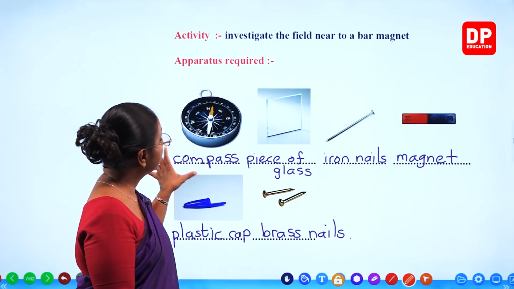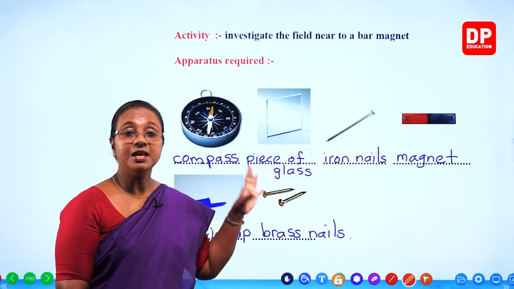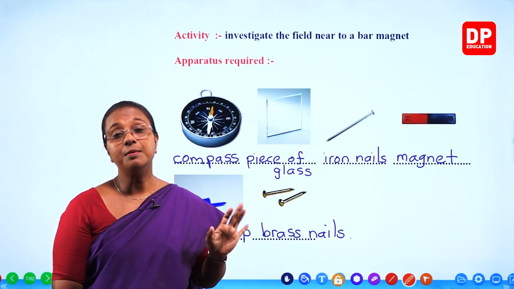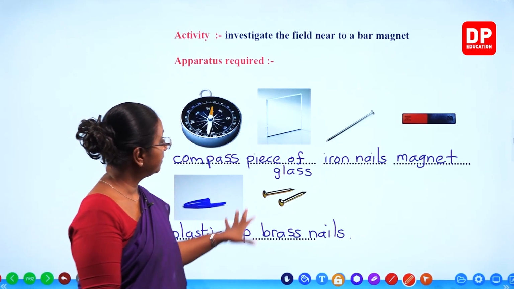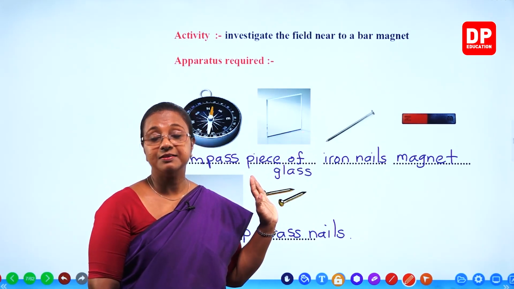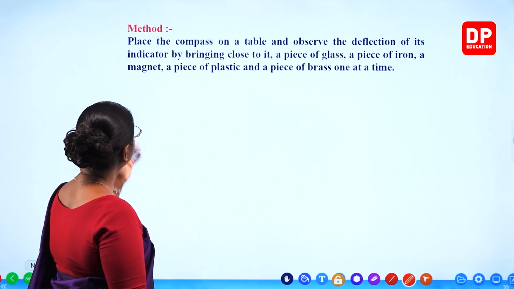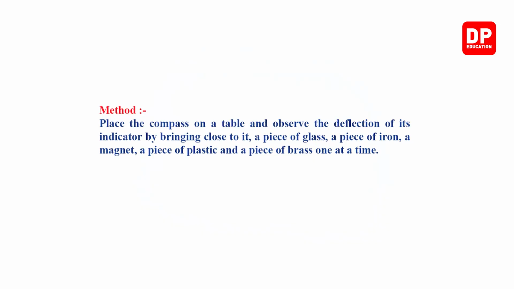So this is a very simple activity, which is carried out to understand the field near a bar magnet and to compare it with other materials that are given here. I'll move on to the next slide. Here again we have the method. Place the compass on a table and observe the deflection of its indicator by bringing close to it a piece of glass, a piece of iron, a magnet, a piece of plastic and a piece of brass, one at a time.